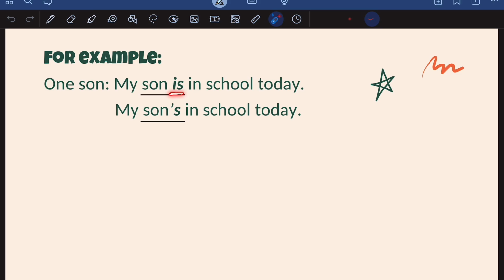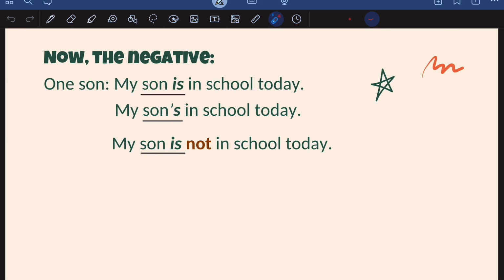The word is has the short I, is. And that S is like a hard voiced S sound. It's like a Z. Is. So practice that. It's worth practicing. My son is in school today. When I make the contraction, I turn son is into son's. My son's in school today.